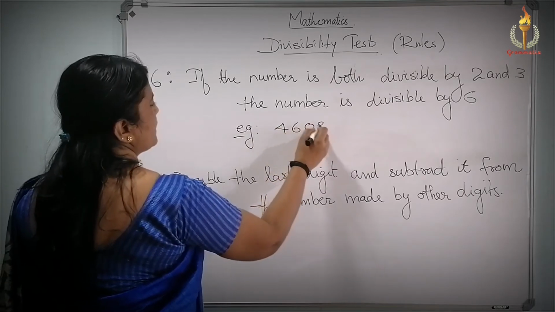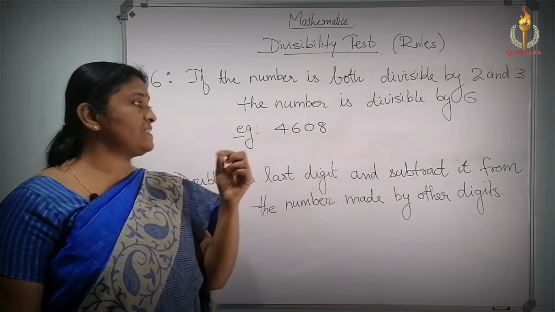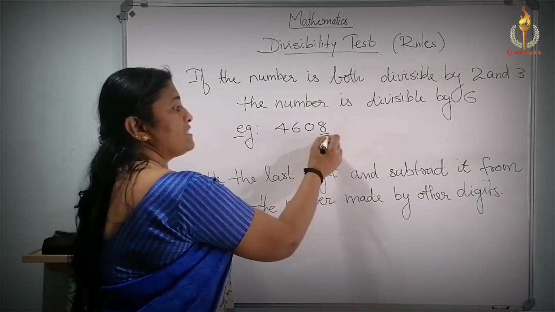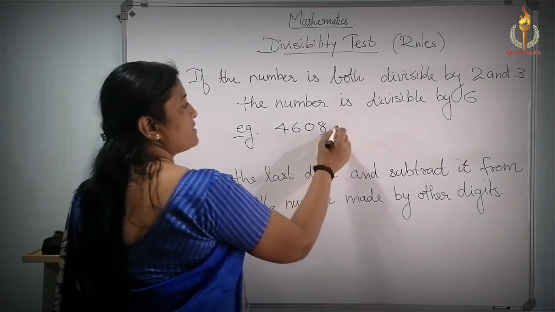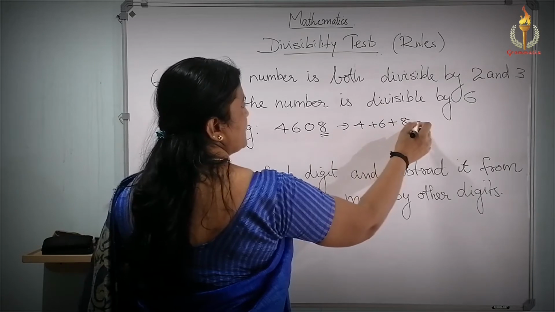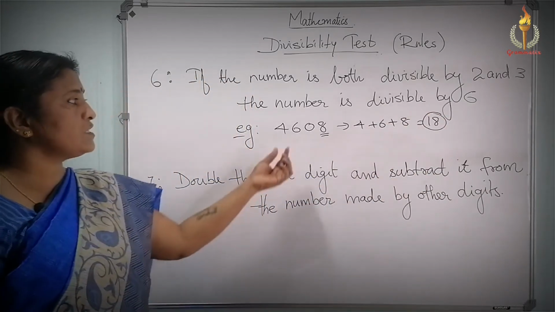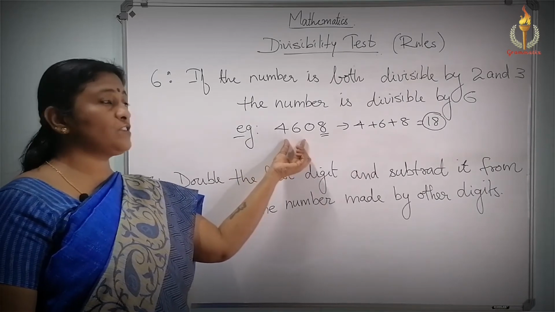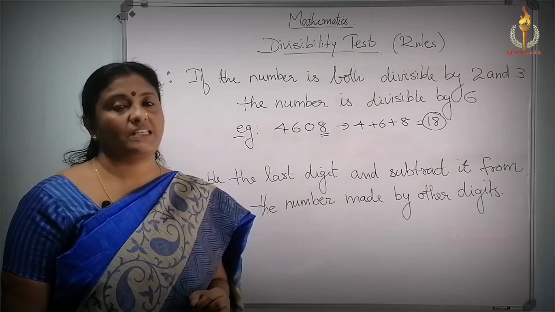4608. Now what you have to see first is the units place digit. It is 8, so it is divisible by 2. Then you have to find the sum of these digits, that is 4 plus 6 plus 8, which gives you 18. 18 is divisible by 3. So this 4608 satisfies the condition for both 2 and 3. So it is divisible by 6.